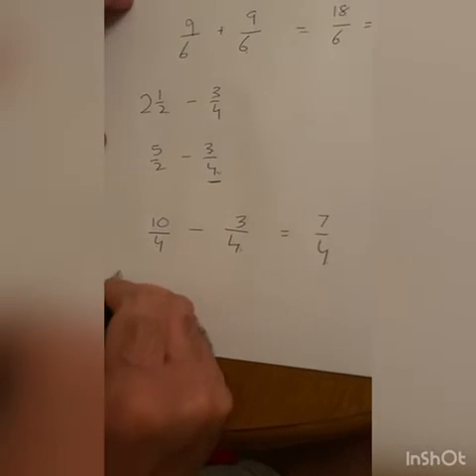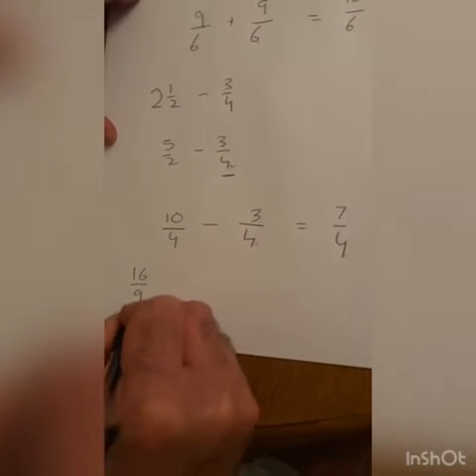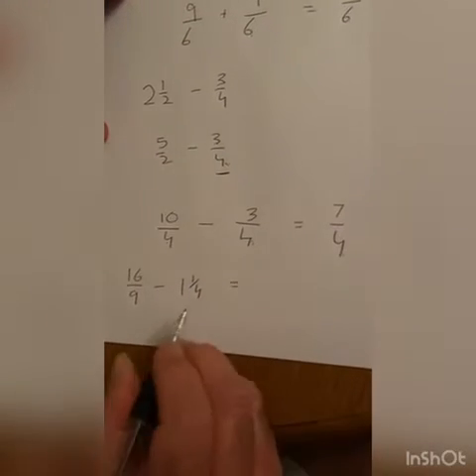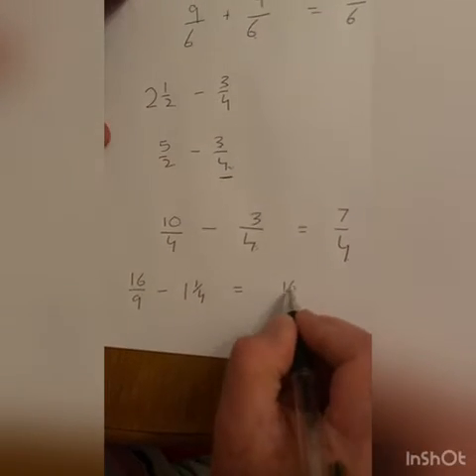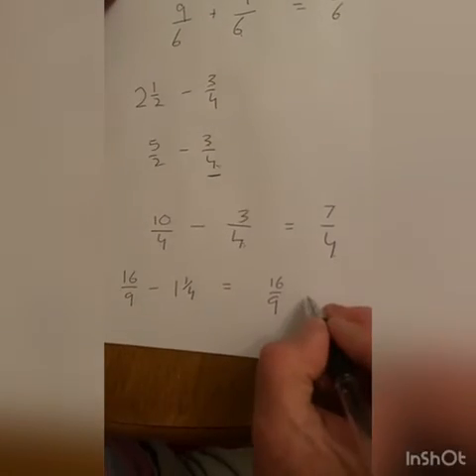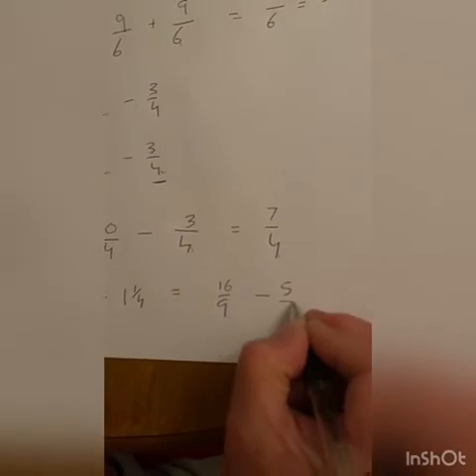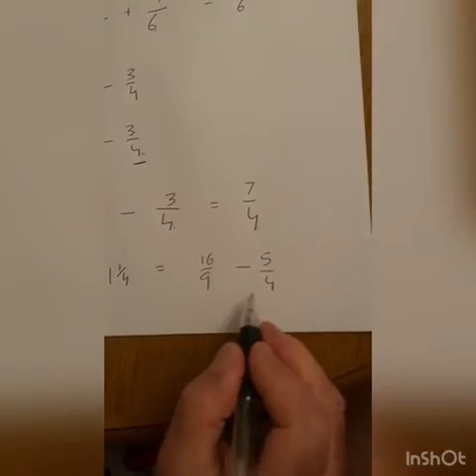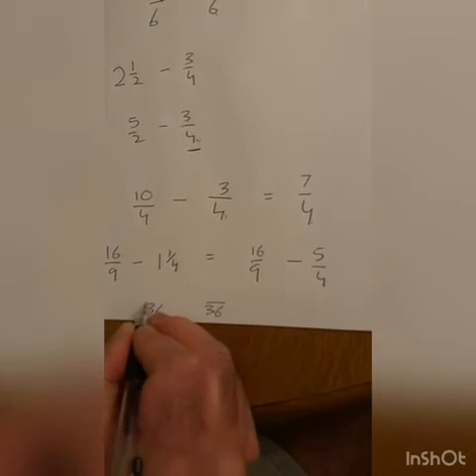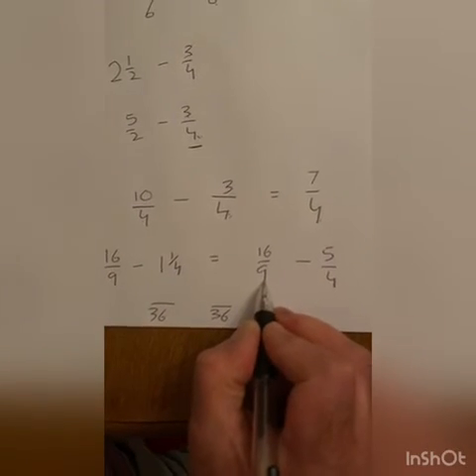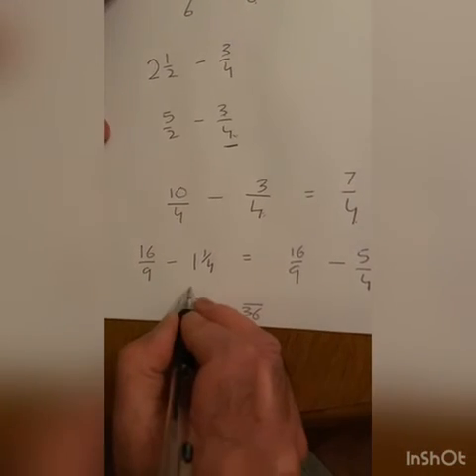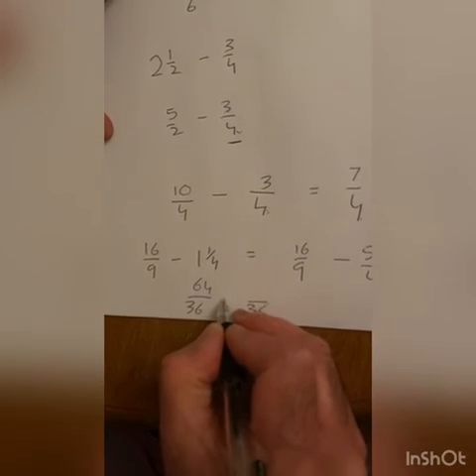Last example, 16 over 9 minus 1 1/4, which is 16 over 9. 1 times 4 is 4, plus the 1 is 5 over 4. Multiples of 4 and 9 gives you denominators of 36 each. How many 9s in 36? Well, it's 4, so you do the same to the top. Multiply that by 4 and get 64.